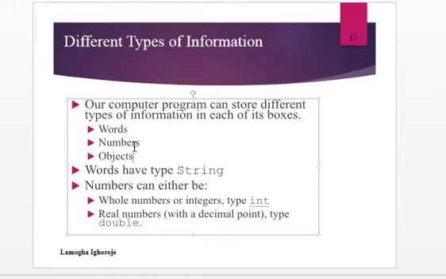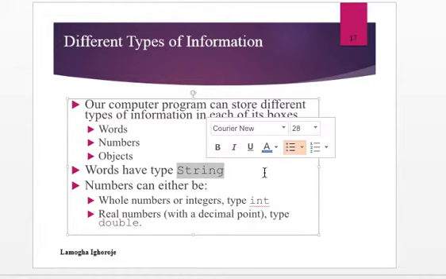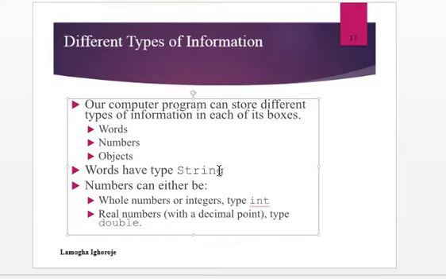If you create a box containing numbers, it would only accept numbers in it. If you create a box containing words, it will only accept words in it. Words have a type in Java called string. Remember this? Those are things you need to remember. We're going to be seeing that in practice. Numbers can either be whole numbers, which are referred to as integers, with the type int. Real numbers, that's with a decimal point, we refer to them as double.